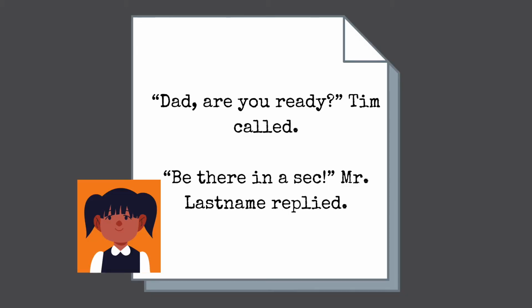Just for kicks, let's say this scene is written from the point of view of Tim's friend Anne. She definitely wouldn't call Tim's dad Dad. She would call him Mr. Last Name or think of him as Tim's father. Let's take this exact same bit of dialogue and say this is a scene where Anne is standing in Tim's front doorway waiting for him to go, and this is just a little exchange that she witnesses between Tim and his dad. "Dad, are you ready?" Tim called. "Be there in a sec," Mr. Last Name replied. Or Tim's dad replied, or Tim's father replied. Any of those would work from Anne's point of view.